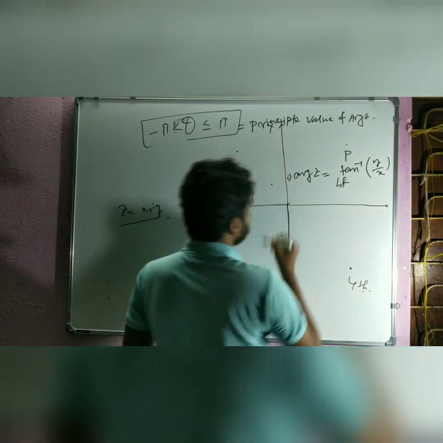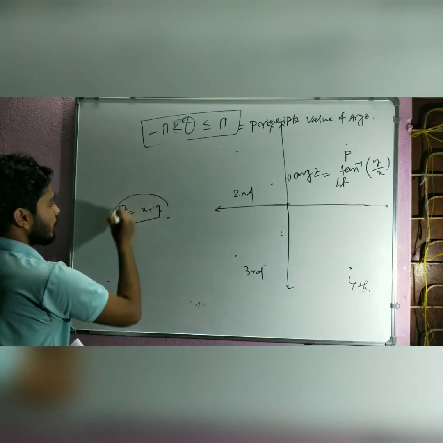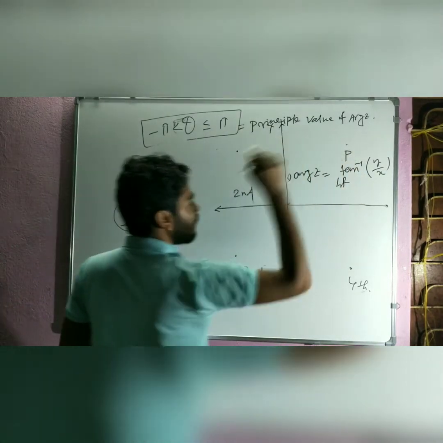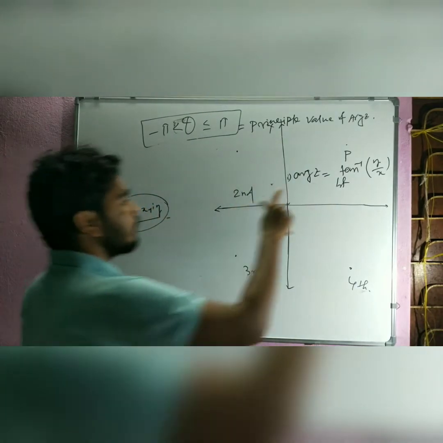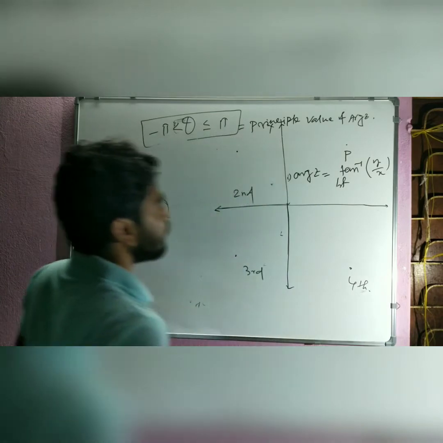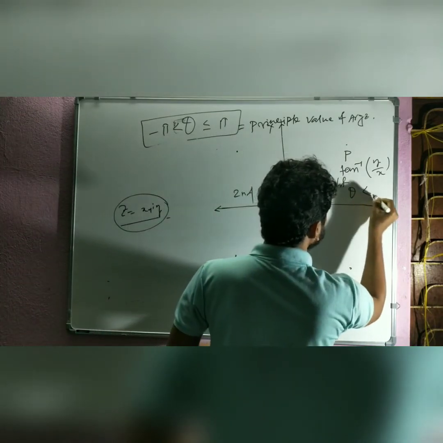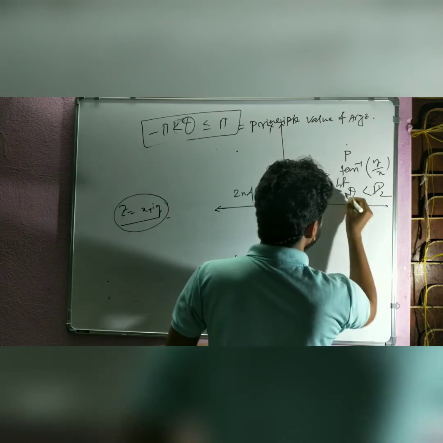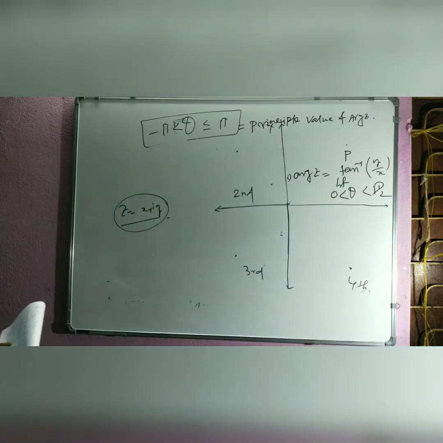This is the first quadrant. If z equal to x plus iy lies in the first quadrant, then the principal value of argument z is tan inverse y by x, and theta always lies in the range 0 to pi by 2. This is the very important first quadrant.